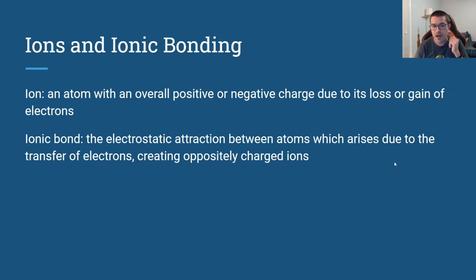Okay. So once again, an ion is an atom with an overall positive or negative charge due to its loss or gain of electrons, and an ionic bond is the electrostatic attraction between atoms which arises due to the transfer of electrons, right? So when the electron moved from sodium to chlorine, we created these oppositely charged ions, one positive, one negative, and it's the electrostatic attraction between those ions that is the ionic bond, okay?